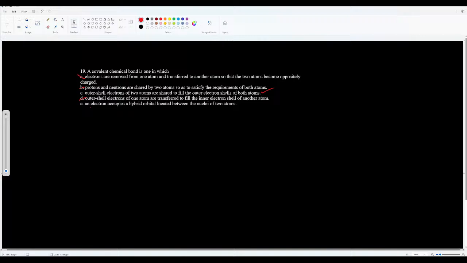And E, an electron occupies a hybrid orbital located between the nuclei of two atoms. What the heck does it even mean? I mean, honestly, did we learn that at any point? No, we did not. That one's wrong. And so the answer is C. They are shared. They share electrons between two atoms. We learned that, correct? Yes, we did.